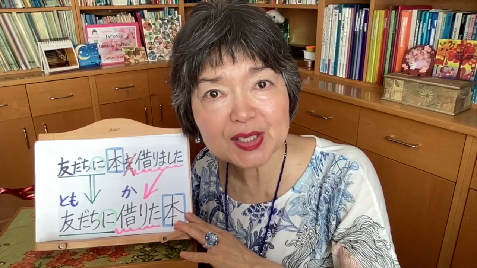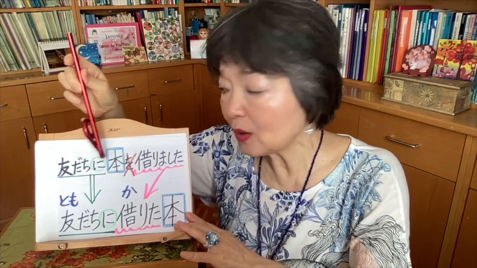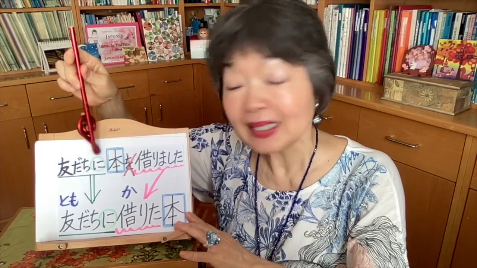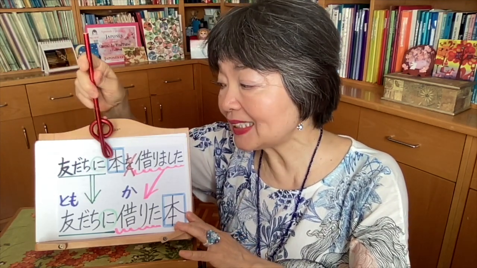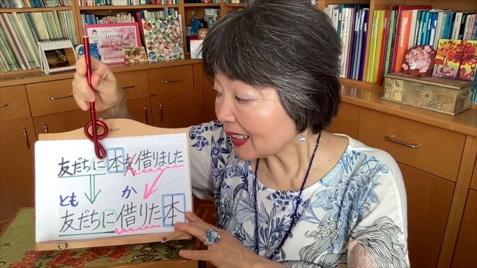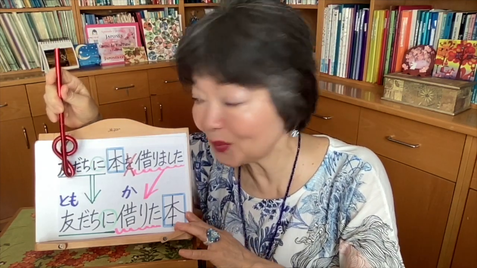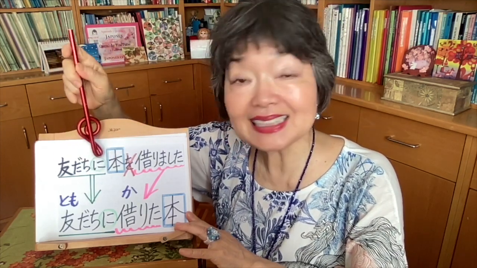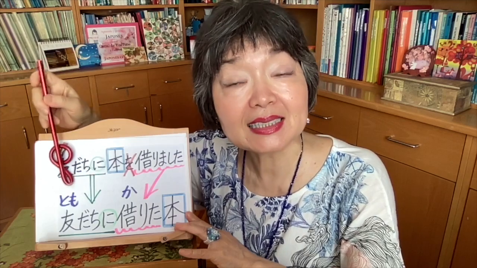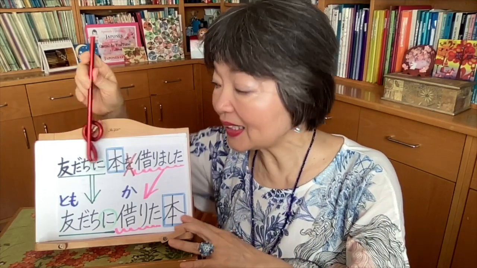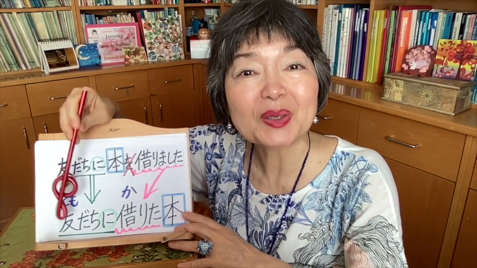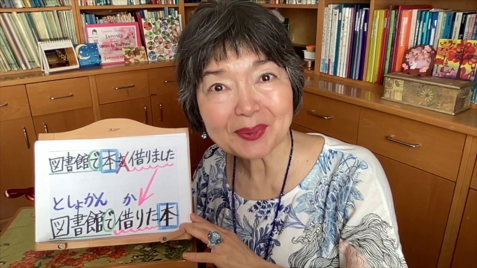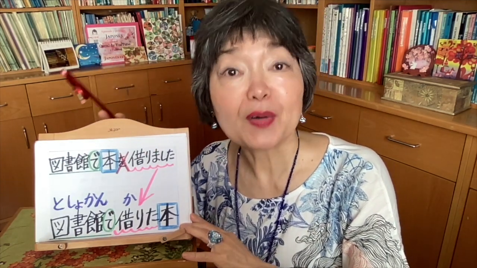You might have a question about this particle に: why do we have to use に here too? Yeah, but this particle に is together with 友達, not with 本. The particle を is together with 本, but 友達に is not the same. This is the indirect object, from my friend. So you must keep it. 友達に借りた本.